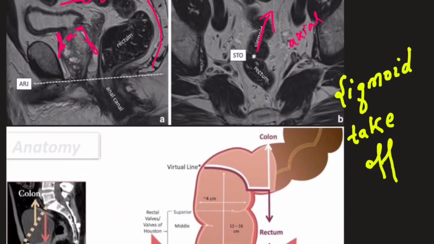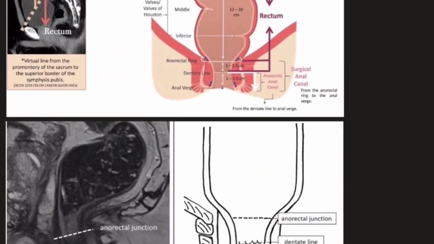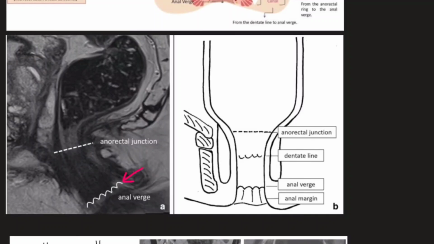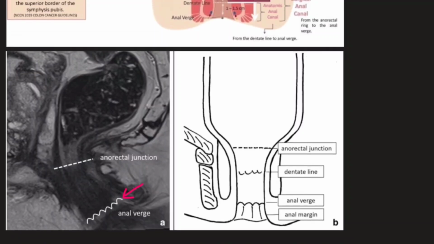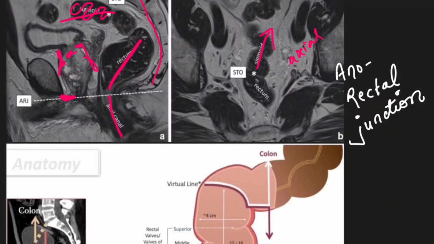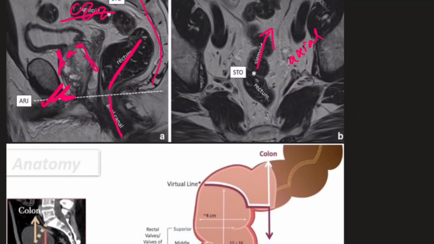What's the distal most extent of the rectum? It's actually the anal verge. Where is the anal verge? It's where the external sphincter ends. Now, what's called the anorectal junction? This is the transition between the anal canal and the rectum, which is marked by a virtual line drawn from the lower border of the pubic symphysis to the lower border of the sacral bone, and also by the upper border of the puborectalis sling. Okay, so this is the anorectal junction.